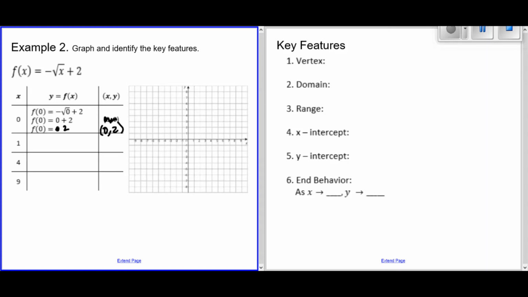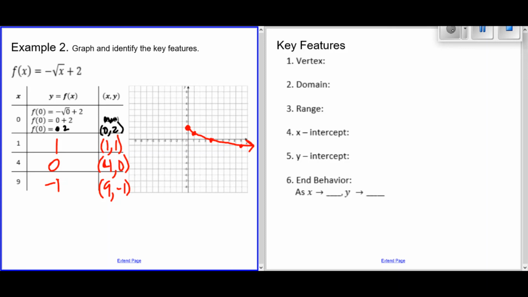So why don't you go ahead and pause the video, find the other ordered pairs, and plot them. When you unpause it, you'll see the graph there. So hopefully you were able to graph it, and your graph should look something like this. There's my ordered pairs, and there's my graph.